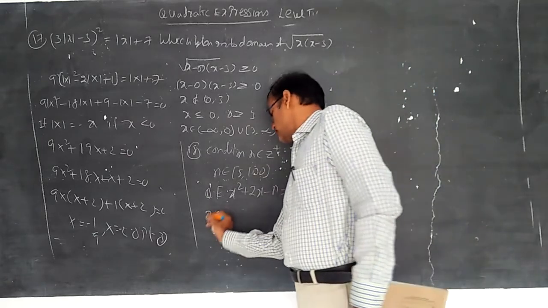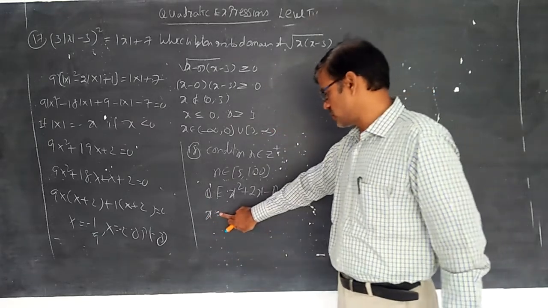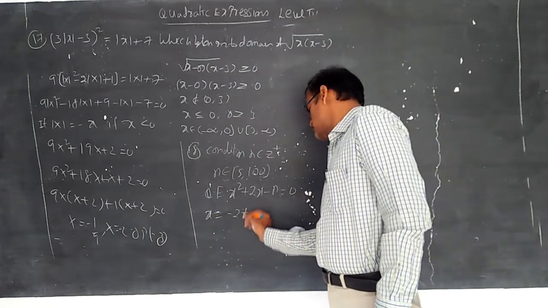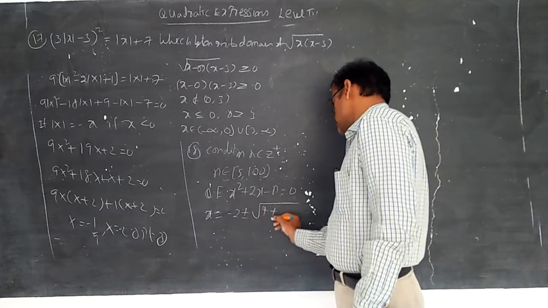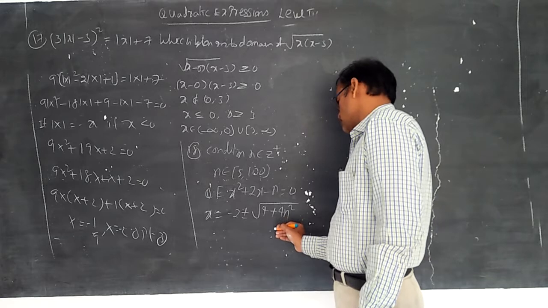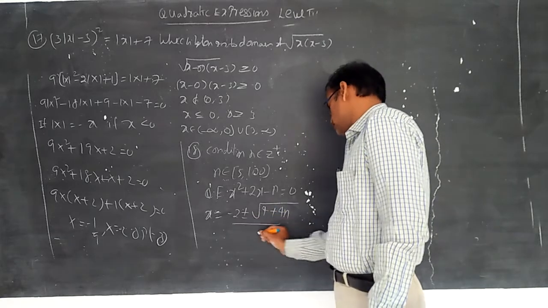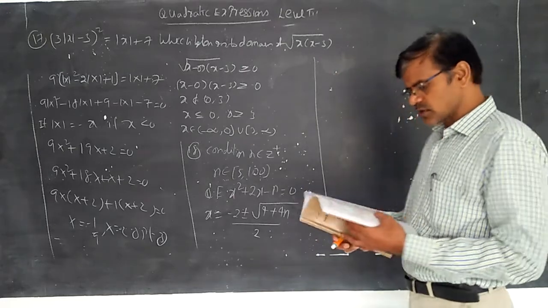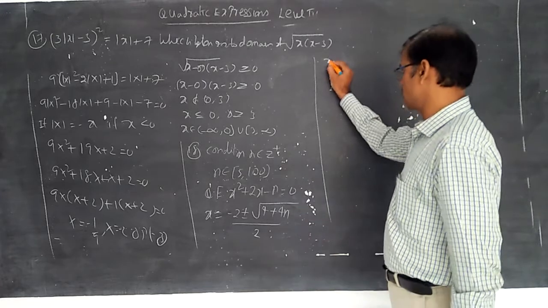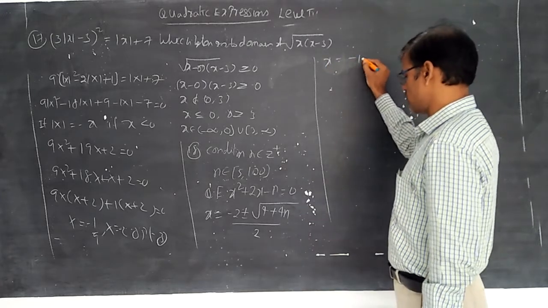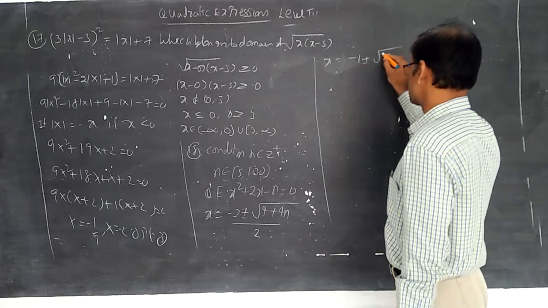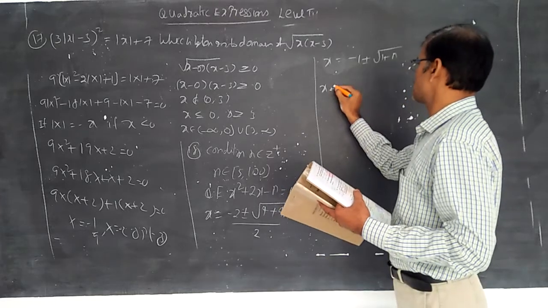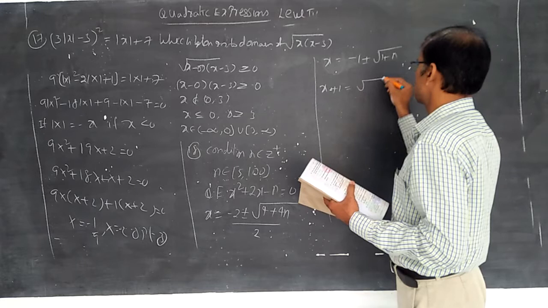So it depends upon the formula: x is equal to minus b plus or minus root of b square minus 4ac, by 2a. So x is equal to minus 2 plus or minus root of 4 plus 4n, by 2, with 4 taken common. So minus 1 plus or minus root of 1 plus n. So better to take here x plus 1 is equal to root of 1 plus n. Plus is better.